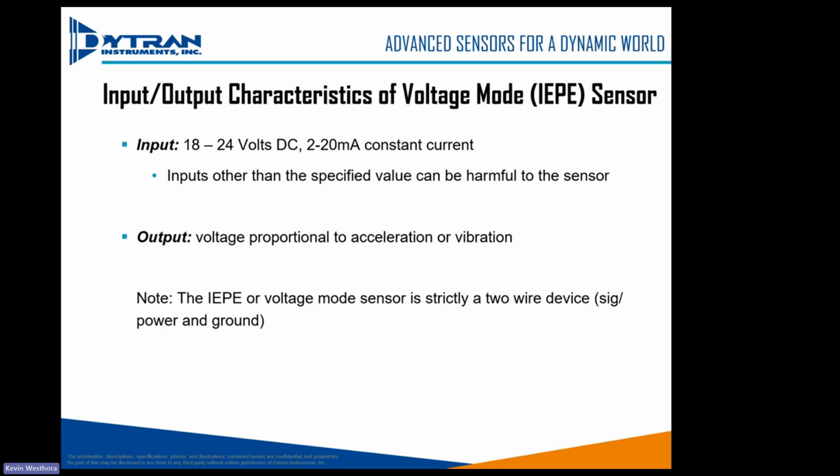IEPE sensors, the amplifier inside of accelerometers, means constant current. So that's what it means. It means that your sensor needs anywhere from 2 to 20 milliamp constant current. Most data acquisition systems provide 4 milliamps, which is adequate. And it does require a voltage of 18 to 24 volts DC. So again, the takeaway here is it requires constant current. IEPE means constant current. If you use standard DC power, 24 volt power, with an accelerometer, you will destroy it.